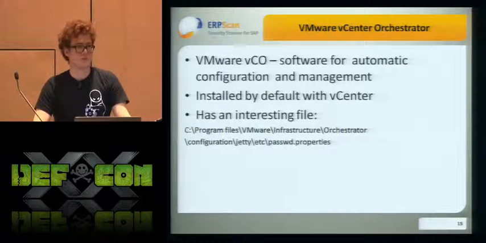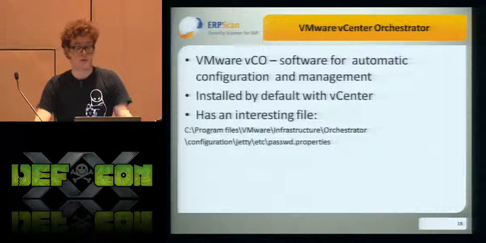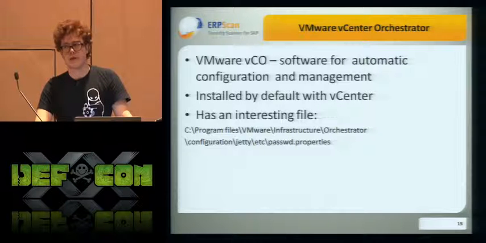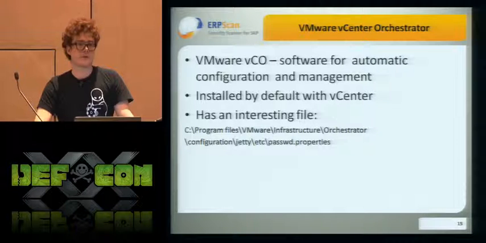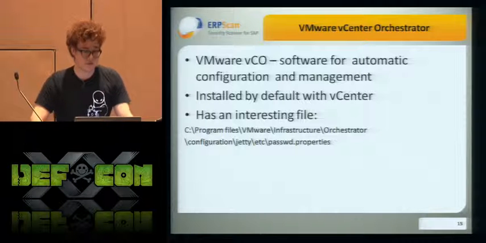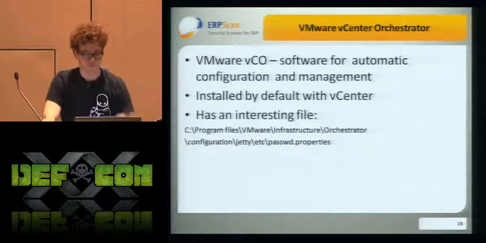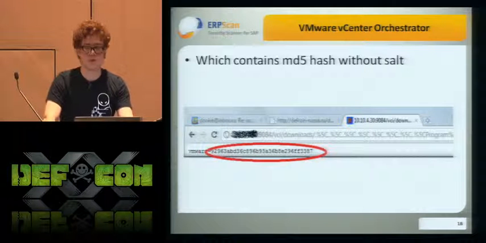So we did a little bit of analysis and found vCenter Orchestrator. It's software for automatic configuration and management of vCenter, and it's installed by default with vCenter. It has interesting files like the JTTC password properties. Each contains an MD5 hash without a salt.